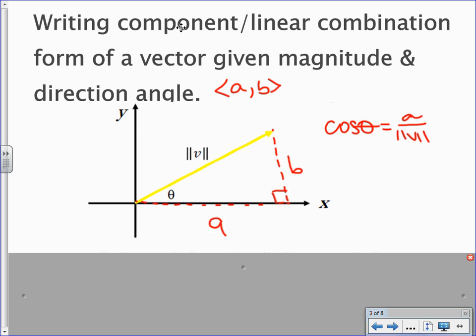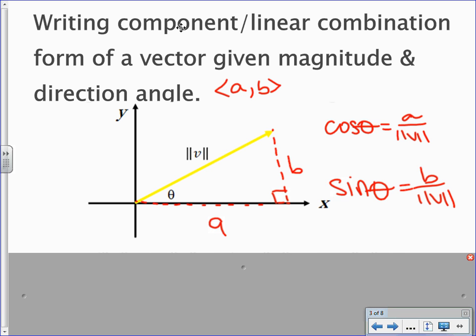How might we find B? The sine of theta is B over the magnitude. And to solve for B, we can just multiply that magnitude over, correct?